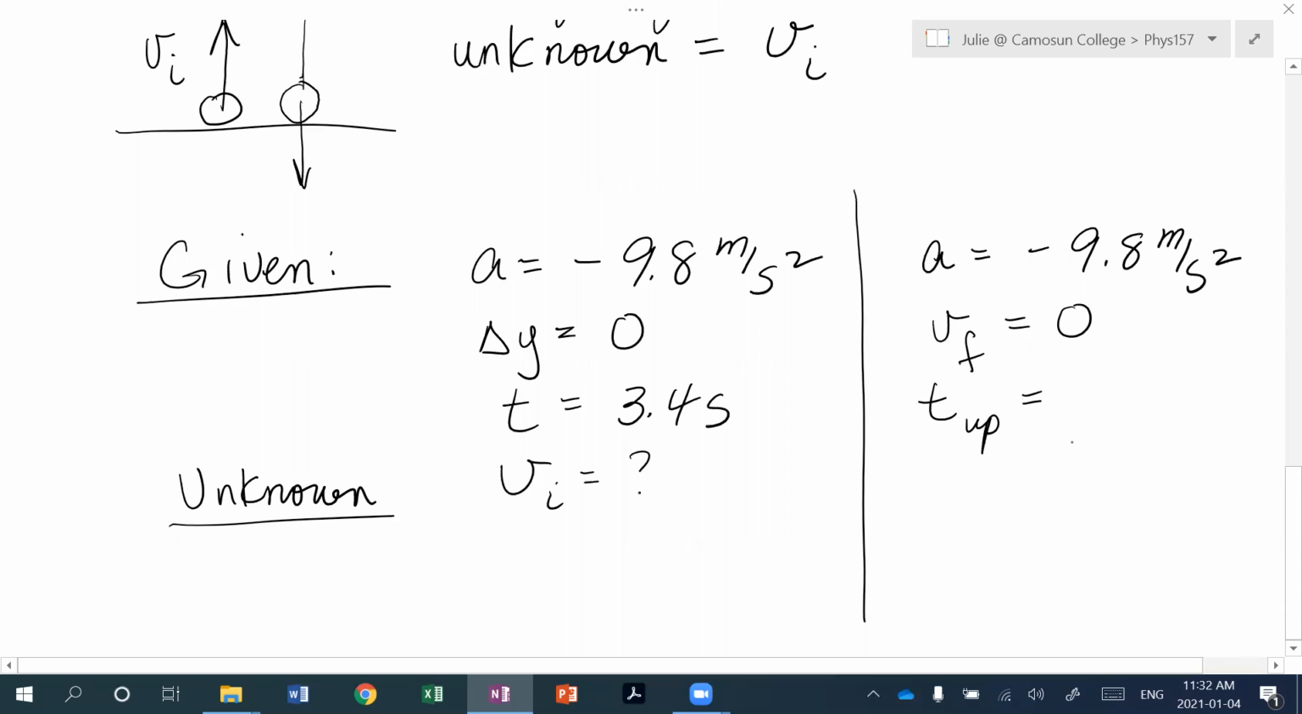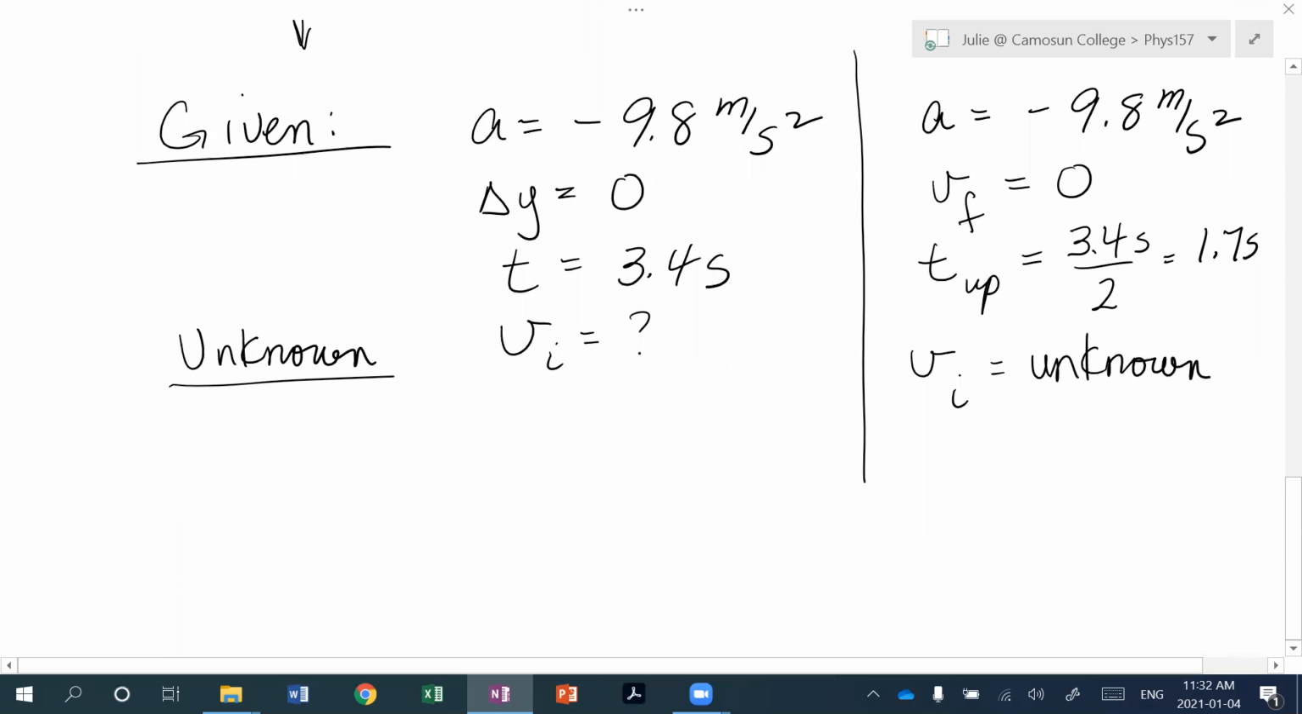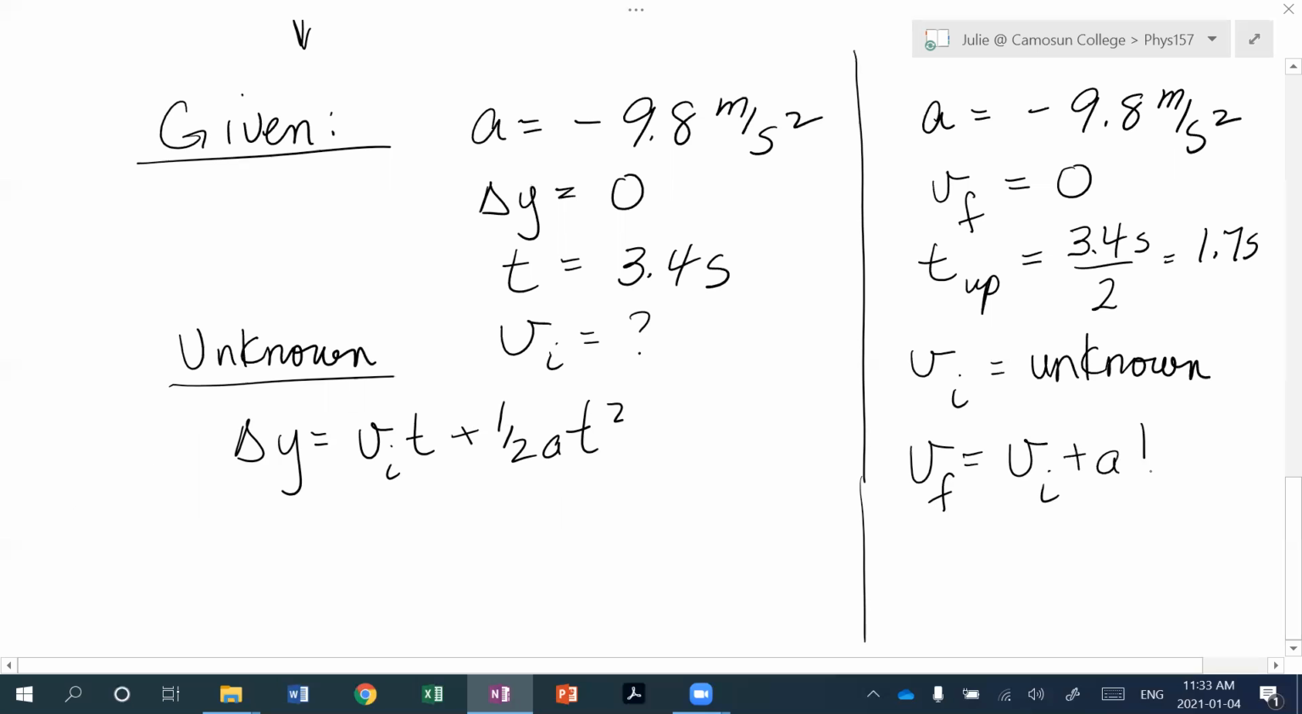So the time to go up would be half of 3.4. Same time to go up. We're neglecting air resistance. So this would be 1.7. And then VI would be the unknown. So if you're going to use this set on the left, you would use that delta Y is VIT plus 1/2 AT squared. But if you're going to do it the way on the right here, you could use that VF is VI plus AT up.